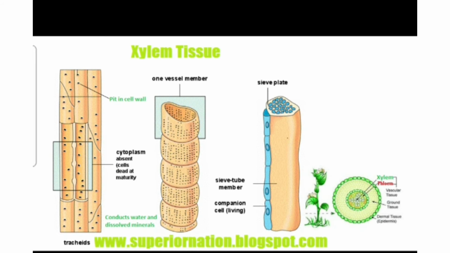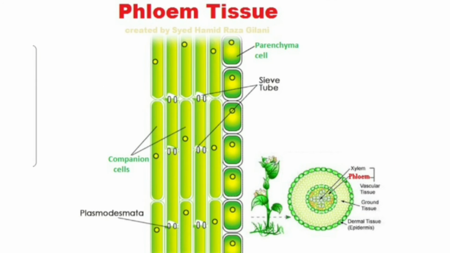Now we are going to discuss the phloem. This is the picture of the phloem tissue. Phloem is the food conducting tissue in plants. Food materials move through the phloem in both directions, unlike xylem where the water flows in one direction only. Phloem consists of four elements: sieve tubes, companion cells, phloem parenchyma and phloem fibers. These four are pointed out in this picture.